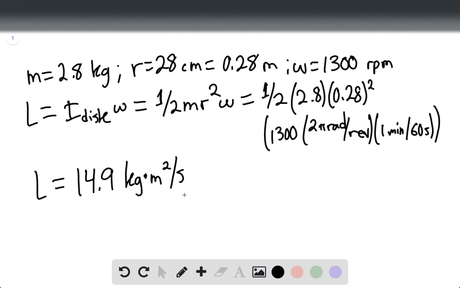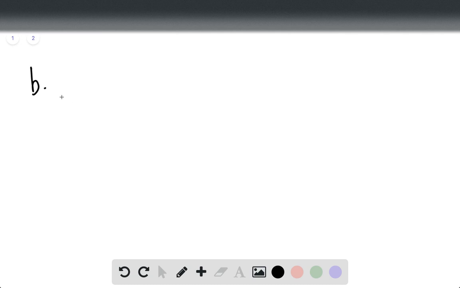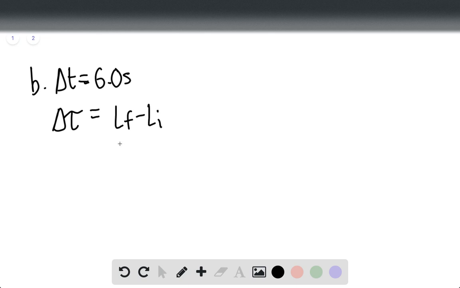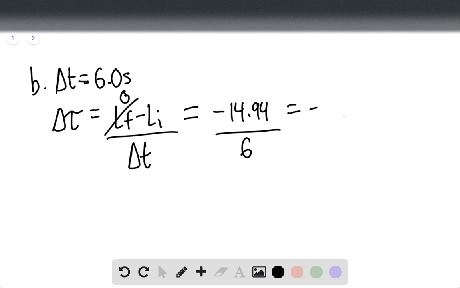My apologies. And at this point, we can say, okay, this will be for part A. And then for part B, however, we need the torque needed to bring it to rest. So delta T is equaling 6.0 seconds. We know that the change in torque needed is going to be equal to the change in angular momentum divided by the change in time. We know that the final angular momentum is going to be 0 because we're trying to bring it to a rest. So this will be negative 14.94 divided by 6, and we're getting a torque of negative 2.49 Newton meters.